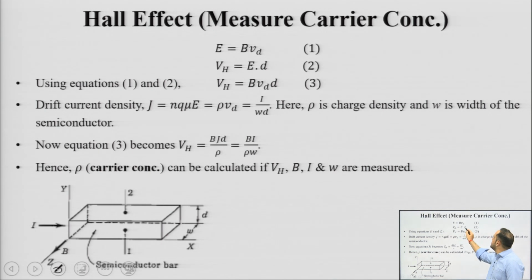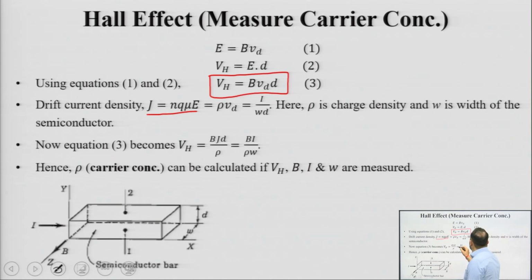We know that Hall voltage is E dot d, right. So, combining these two equations, 1 and 2, you get equation number 3, which says that your Hall voltage is dependent upon magnetic field intensity, drift velocity and the width or the thickness of the semiconductor. Okay. And drift current density, we have derived the expression in the previous lecture. J is equal to N Q mu E or J is equal to sigma E basically. Okay. This can also be written as rho dot Vd, where rho is nothing but charge density.